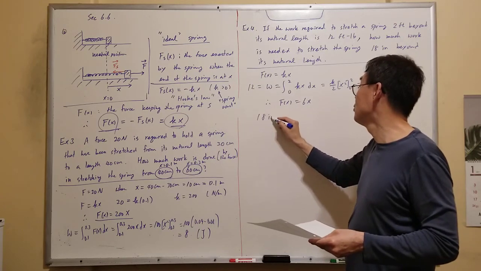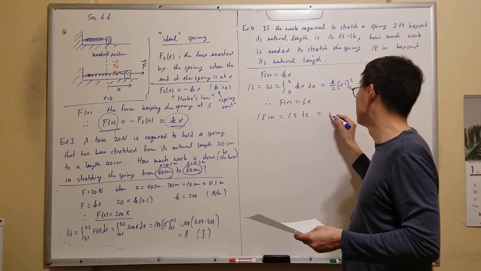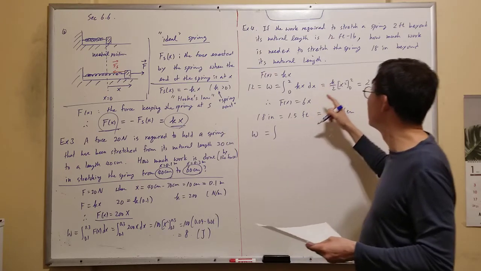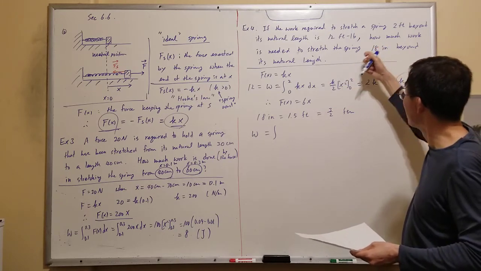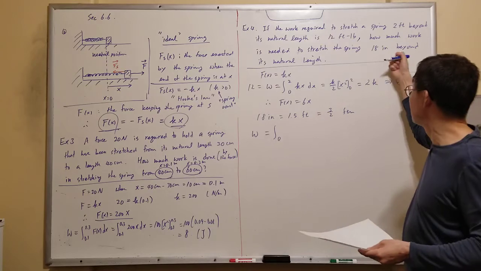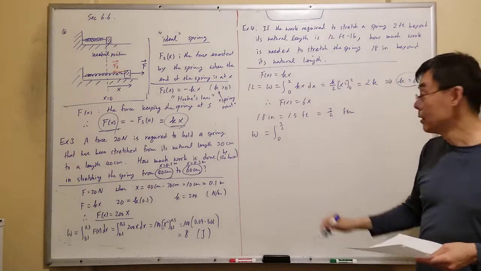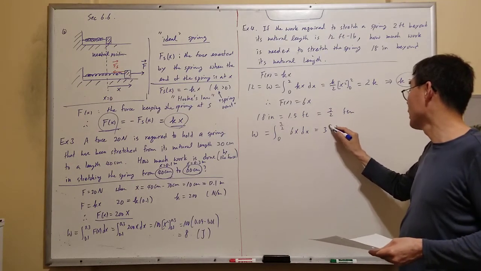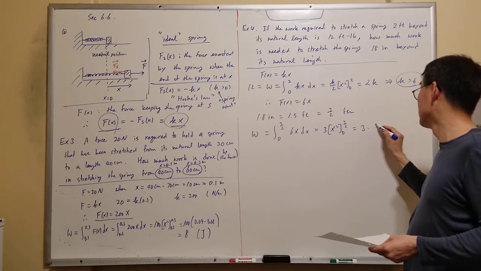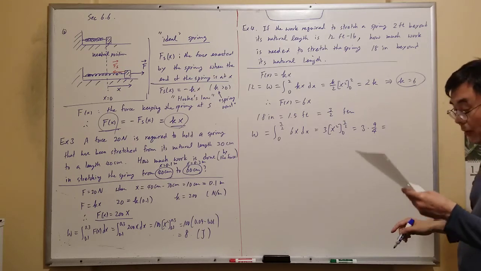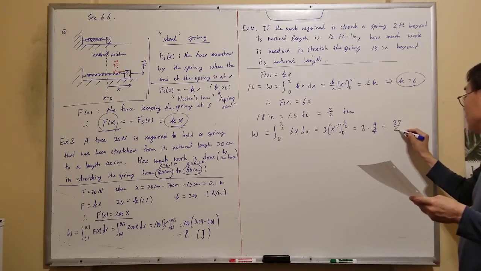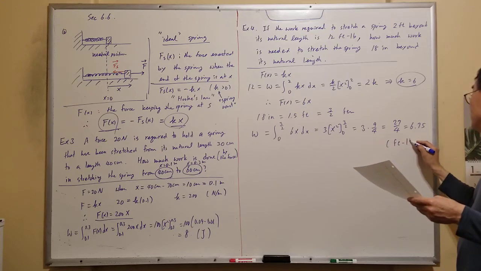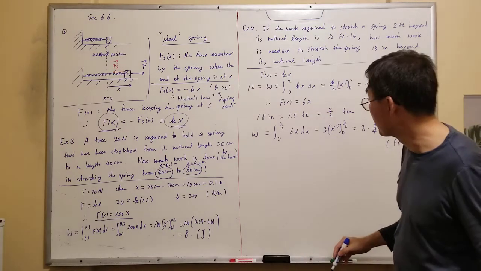Now, 18 inches is 1.5 feet, or 3 over 2. So the work done during the process of stretching from the original length, which is x equals 0, to 3 over 2, with f of x equal 6x, is 3 times x squared from 0 to 3 over 2. Square of 3 over 2 is 9 over 4. So 27 over 4, or 6.75 foot-pounds. The unit, the English unit of work.